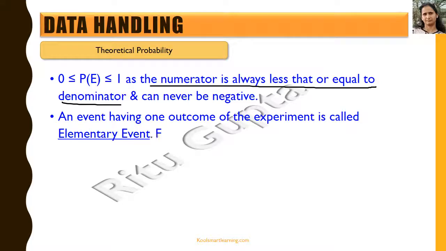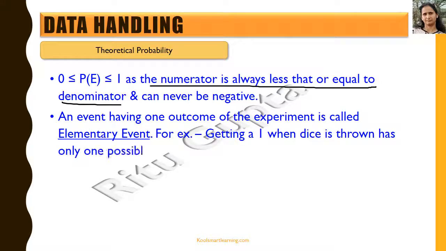Now an event having one outcome of the experiment is called an elementary event. For example, getting a 1 when you throw a fair dice which has 1, 2, 3, 4, 5, 6 written on it. Getting a 1 has only one possible outcome, which is 1, and the total number of outcomes is 6. So this event of getting a 1 is an elementary event because there is only one outcome possible.